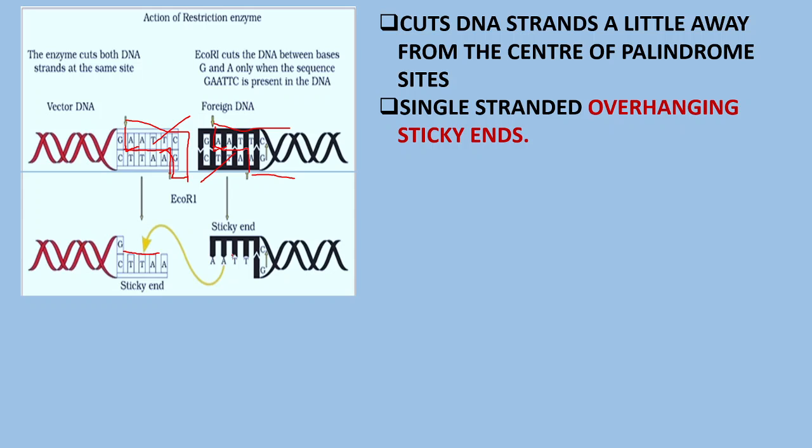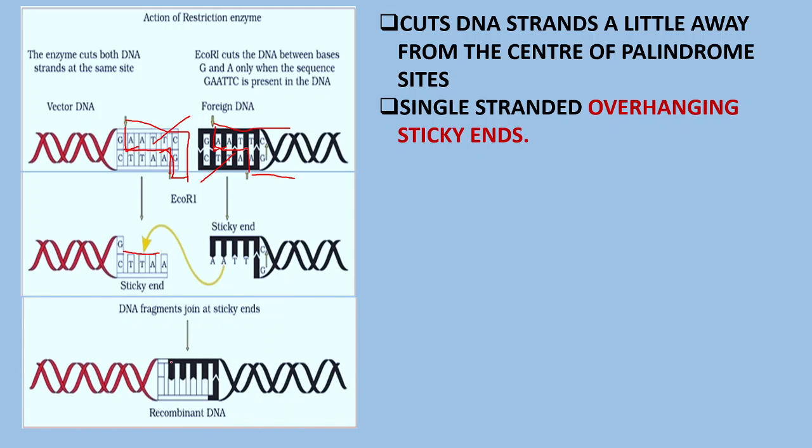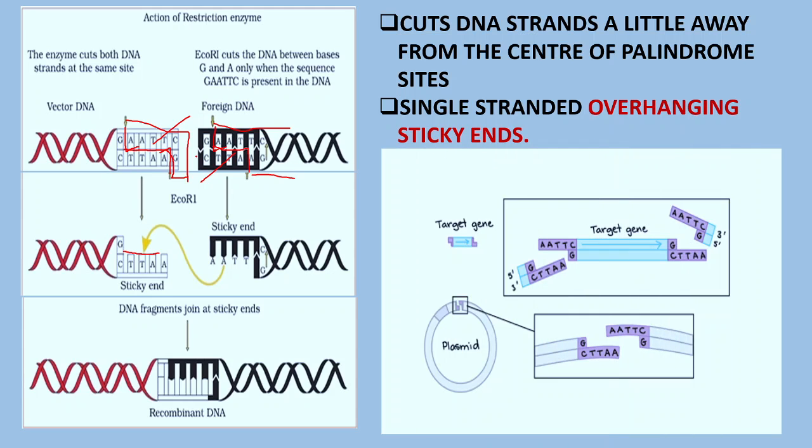Now imagine the one represented with black comes over here. As it comes over here, T will get bonded to A, again T will get bonded to A, this T will get bonded to A, and T will get bonded to A. So again they will come together. See here. DNA fragments join at the sticky ends. Consequently, we got the vector DNA and the foreign DNA attached to each other.